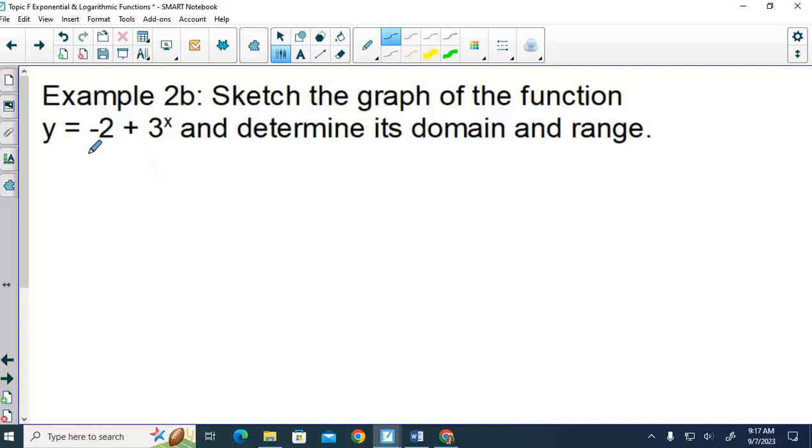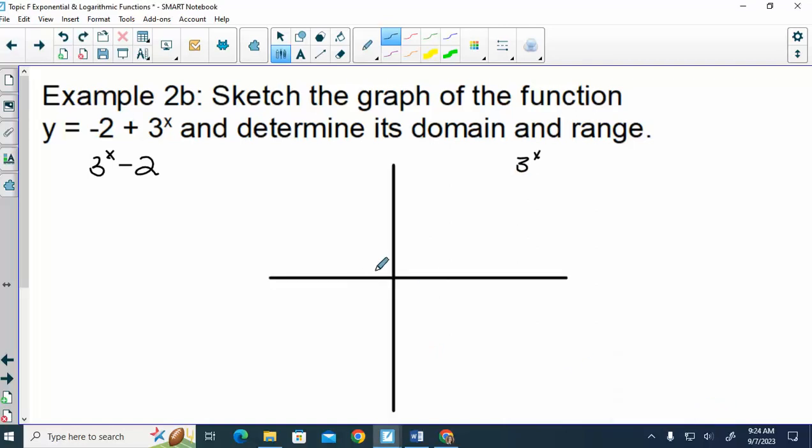If it's easier for you to think about, you're welcome to write this as 3 to the x minus 2. I want you guys to try to graph the parent function and the transformation. 3 to the negative 1 is 1/3. If you put in a 0, 3 to the 0 is 1. If you put in a 1, 3 to the first is 3. So parent function looks like this. What was our transformation? Down 2. So your horizontal asymptote moves to negative 2.